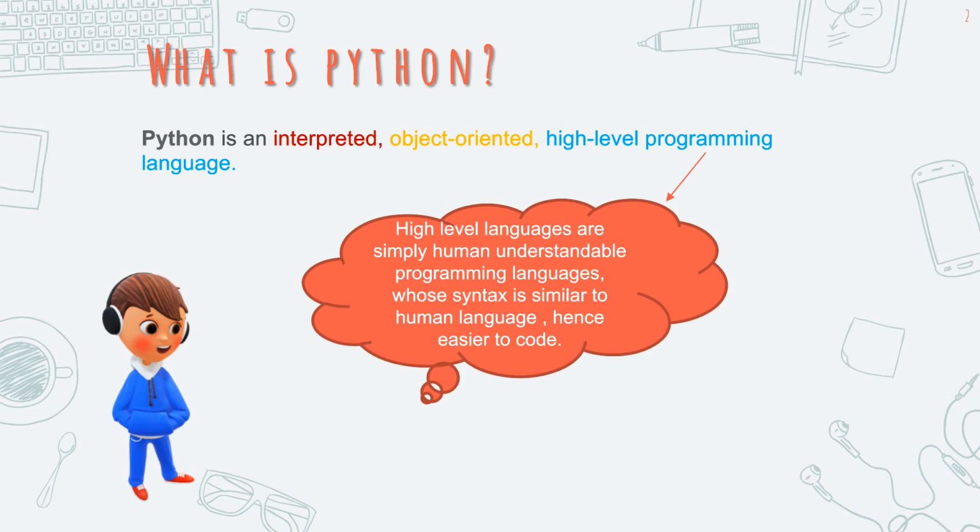High-level simply means that these are human understandable programming languages, where the syntax is very similar to human language. Hence, it is much easier to code using these languages. Like you are using simple, common English words to write Python code. It's not very complicated. It's very simple to write code in Python. Okay, because the instructions we are giving are done using English words, which are easily understandable by us. Hence, it is referred to as a high-level language.